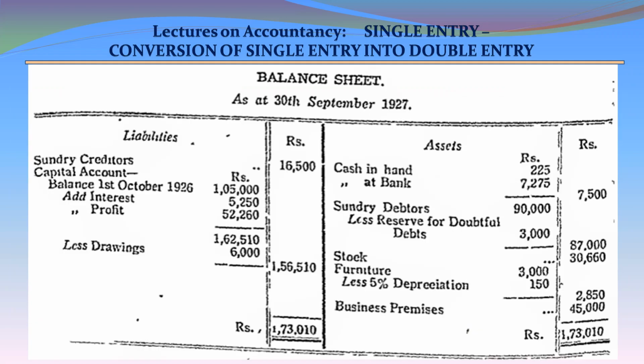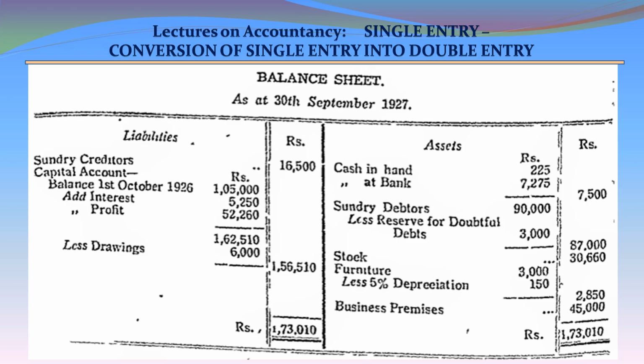Finally, the balance sheet as at 30th September 1927. On the asset side: cash in hand 225, at bank 7,275, total 7,500. Sundry debtors 90,000, less reserve for doubtful debts 3,000, net amount 87,000. Stock, closing stock 30,660, furniture 3,000, less 5% depreciation 150, net amount 2,850. Business premises 45,000. Total assets is 1,73,010.